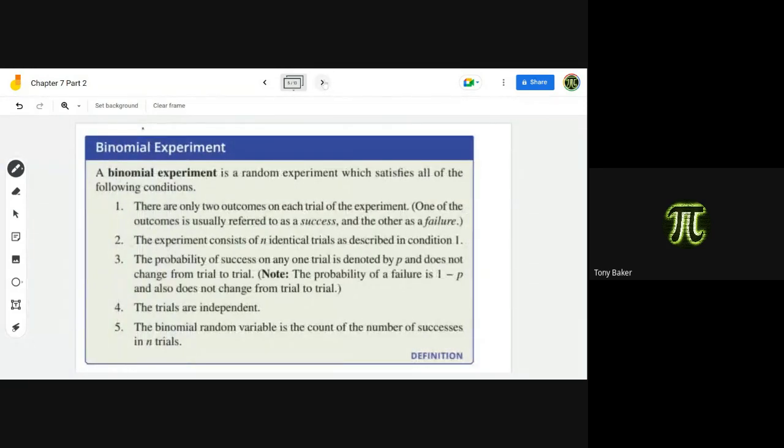All right. So binomial experiment. These are the keys. It needs to fit these 5 things for it to work. The first one is there's only 2 outcomes: success and failure. The experiment can consist of as many numbers of trials you want. However, they all have to be exactly the same.